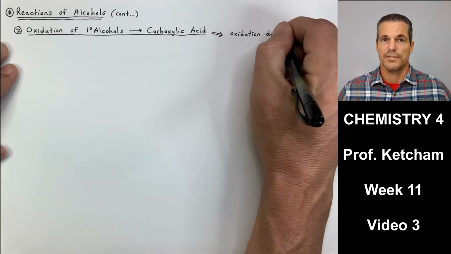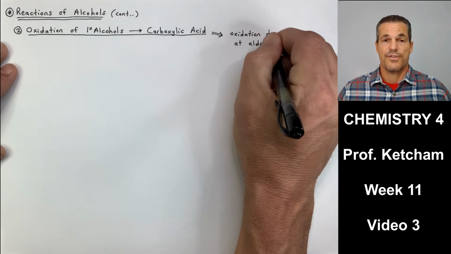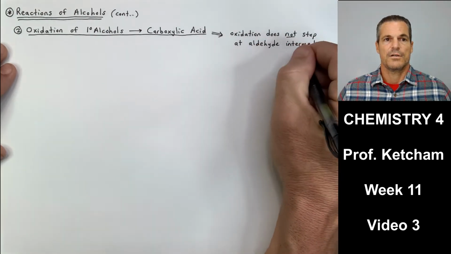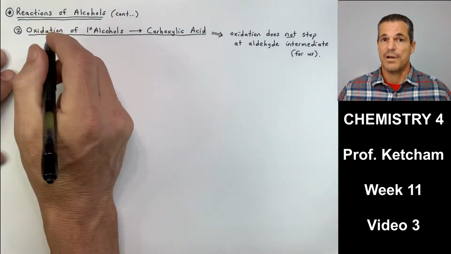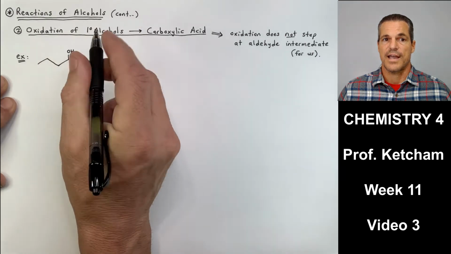All right, so at the end of the last video, we had the first reaction for alcohols, and that was dehydration of alcohols to make alkenes. Now we have our second and third type of reaction. Both of these are oxidations.